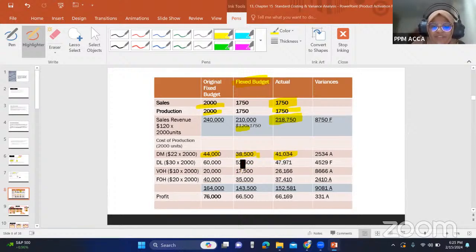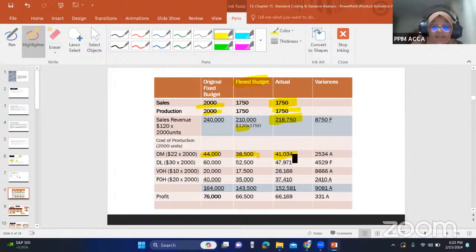Direct labor, look, we should have spent 52,500. We have spent less, 47,971. So that's fine. Even before we took the correct decision, that's fine. Variable overheads, 17,500, but we have spent a lot more, 26,166. Again, we have to see why that happened. Fixed overheads, we are supposed to spend 35,000. We have spent more, 37,000. That is also bad, adverse. Okay. This is budgeting. I already explained this. If I'm not mistaken, I already explained.